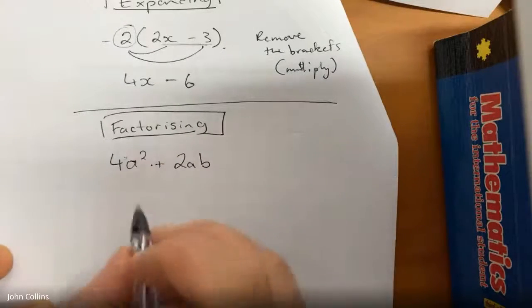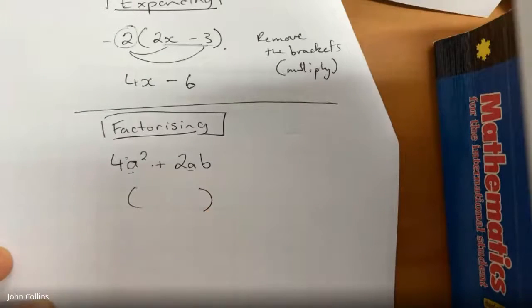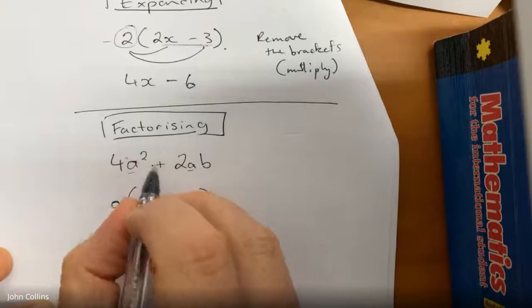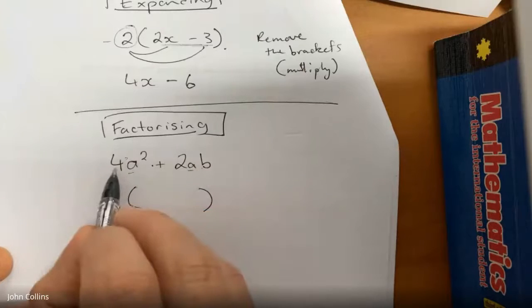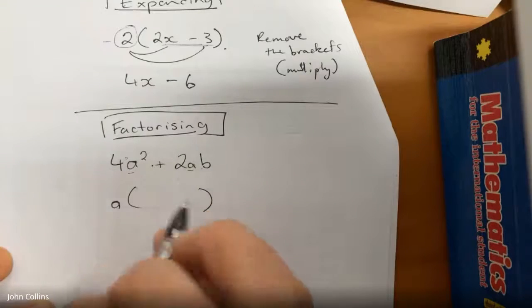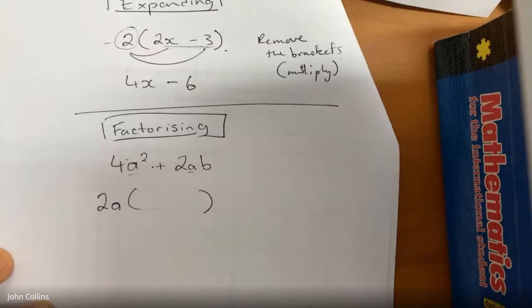So yeah, what's common to both? A is definitely in both. So A is going to be outside. A squared won't be outside because this one doesn't have a squared in it. So it has to be in both. Is there a number that divides into both 4 and 2? Yes, 2. So 2a is outside the bracket. So a number of people have it now.